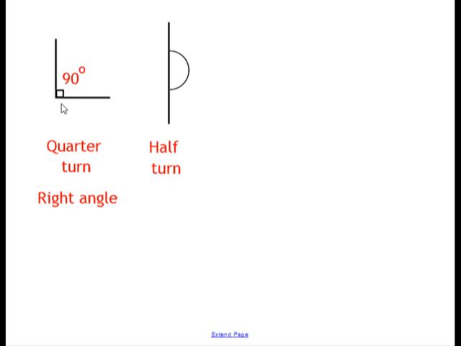Now we have a half turn. There must be 2 quarter turns in a half turn. So there are 180 degrees in a half turn. This is sometimes called a straight line angle.